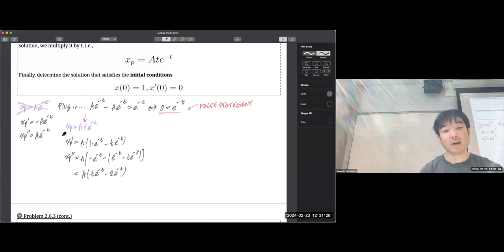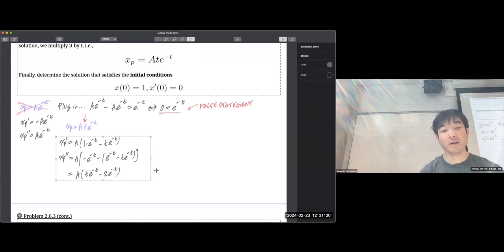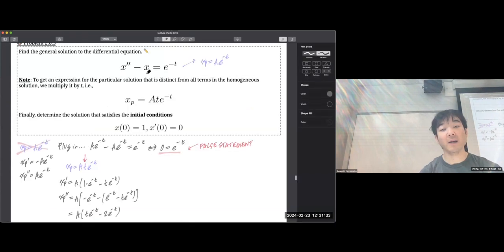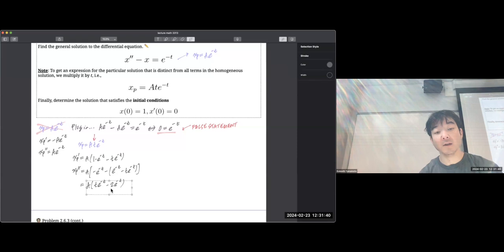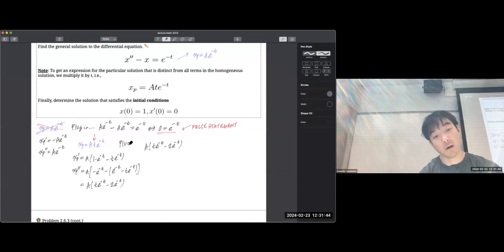This is just calculus, so everybody can do this. So now that we have this, we plug it into the original differential equation, which is this x double prime thing. So I've got to put the second derivative into the x double prime. So this is right here. So you plug in, minus the original solution form, which is this purple thing right here, has to equal e to the negative t.